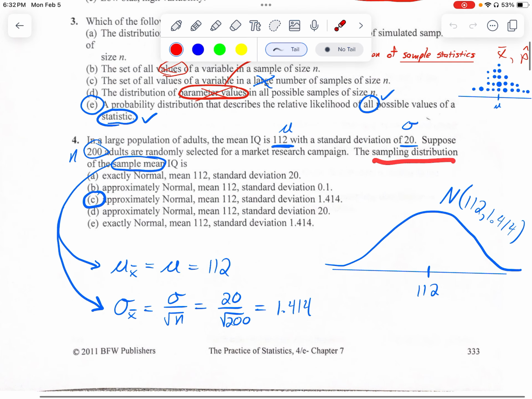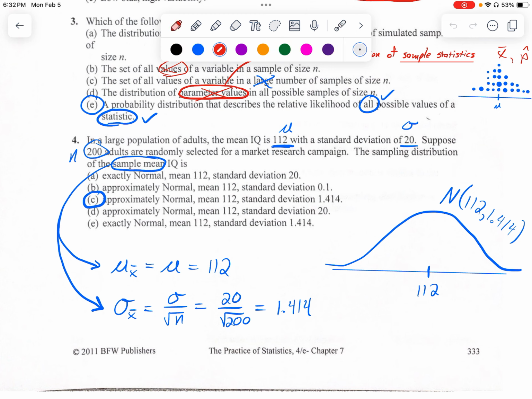It says the sampling distribution of the sample mean. In other words, this curve, what do we know about it? They're all getting at, is it normal or not? Where's the mean? And what's the standard deviation? Well, the means are all 112, so that doesn't help us. Is it going to be exactly normal? That scares me. No distribution is ever perfectly normal. So never ever pick the ones that say exactly. It's always approximately normal. So you're down to B, C, or D.